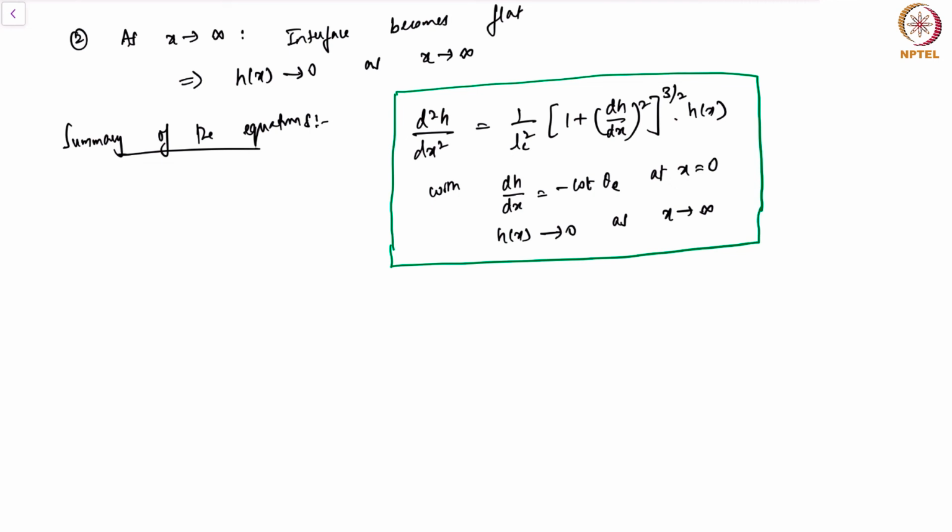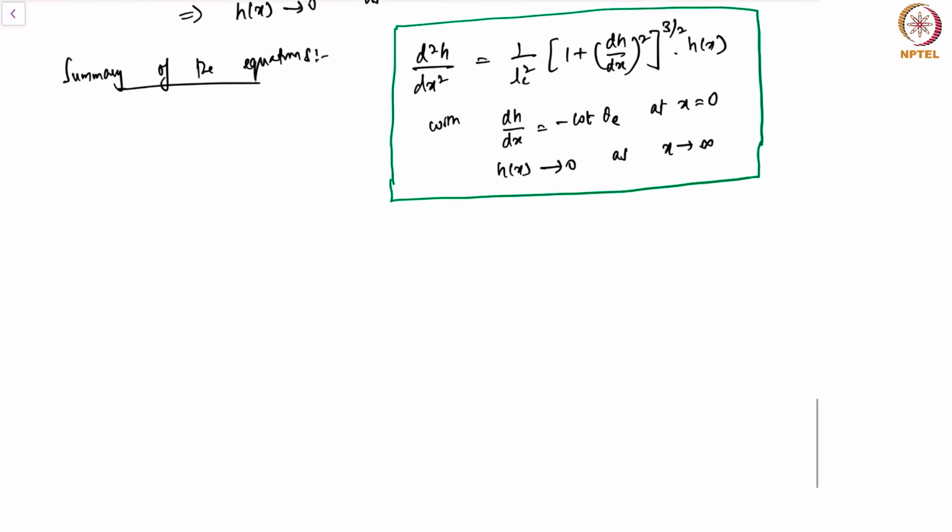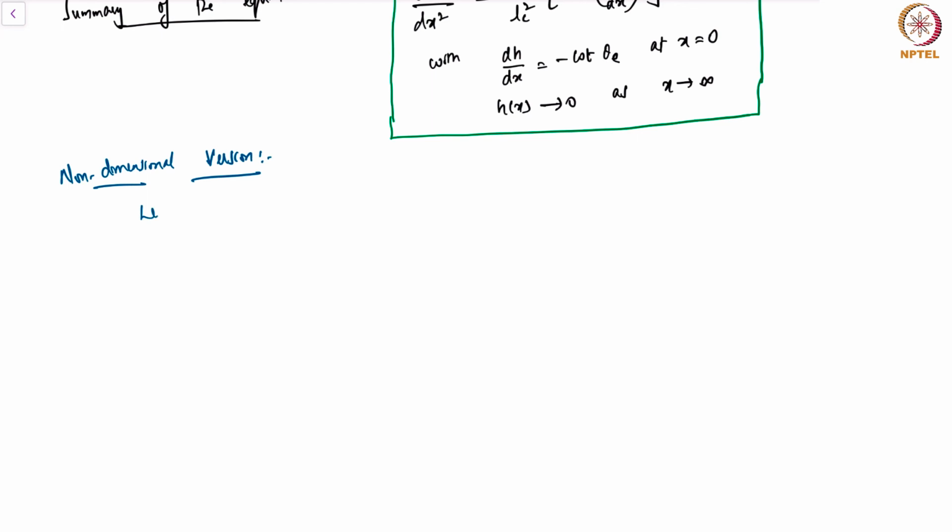So this is basically my full equations. We can also eliminate the capillary length from this analysis by redefining the meniscus. So for example, one way to do this is you can define a non-dimensional version of the same equations. What would be the non-dimensional version? We say let capital X be x by LC and capital H be h by LC.